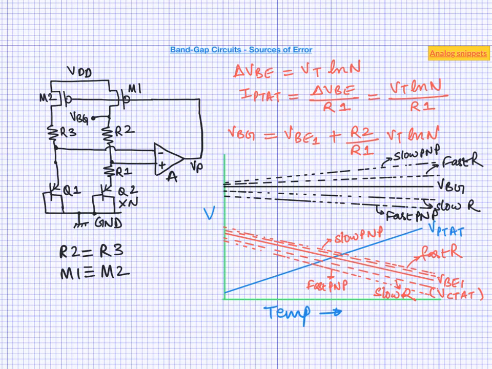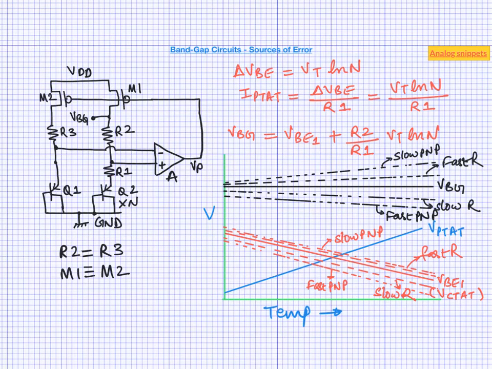Before we move to the next error source, an interesting observation from this plot. All these different VBE lines seem to converge as we go towards the lower temperatures. Similarly, these Vref lines also seem to converge as we go towards the lower temperatures. If we interpolate all these lines and look at the 0 Kelvin temperature, that is absolute zero temperature, then all these lines will meet at one point.